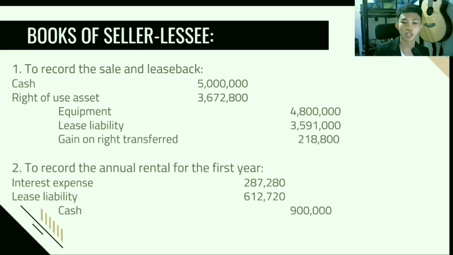Unang entry natin is yung sa interest expense, which is 287,280 pesos, which is nakuha natin siya by getting the 8% of 3,591,000 na lease liability natin. We will record the lease liability or the principal na na-derive from subtracting the cash payment of 900,000 and the interest expense na 287,280 pesos. Okay, so we will credit the cash payment of 900,000.